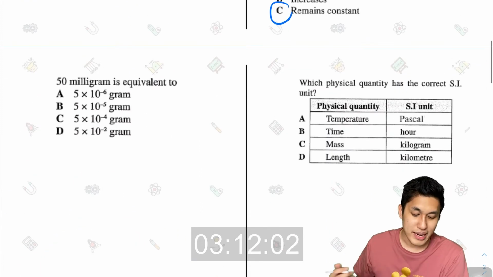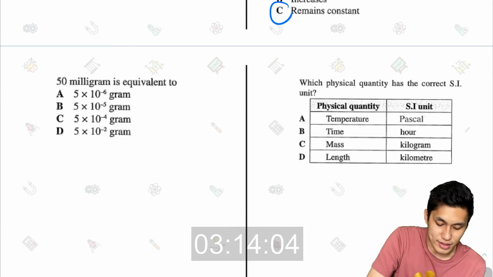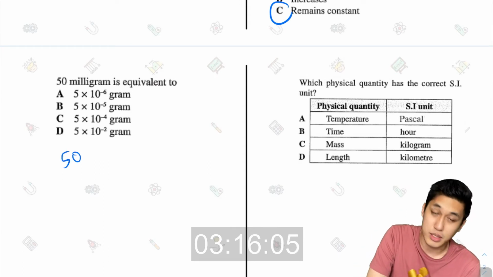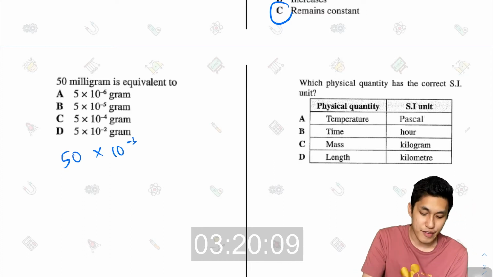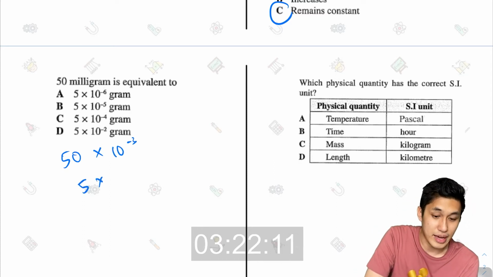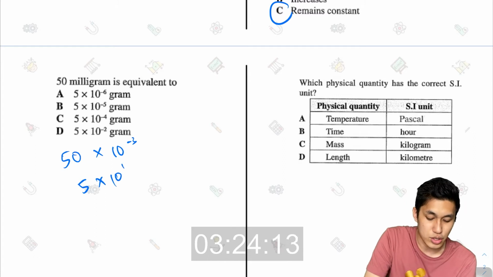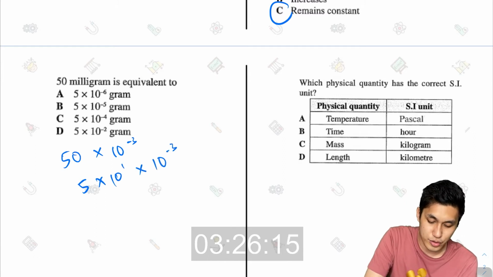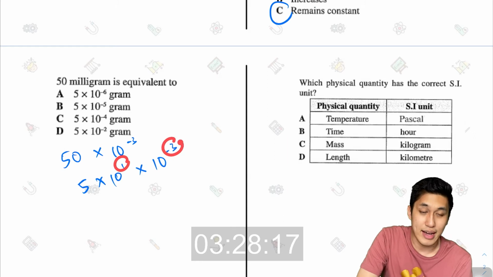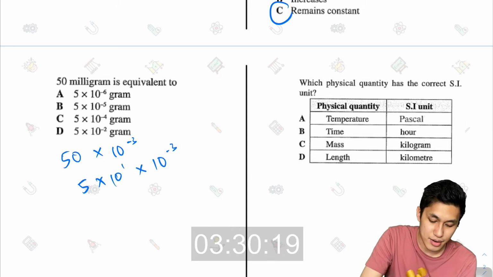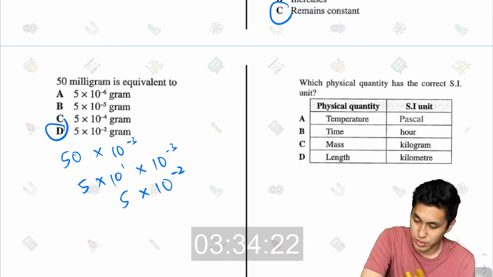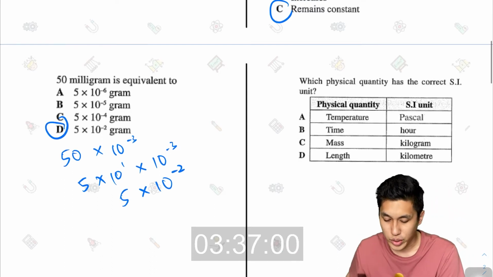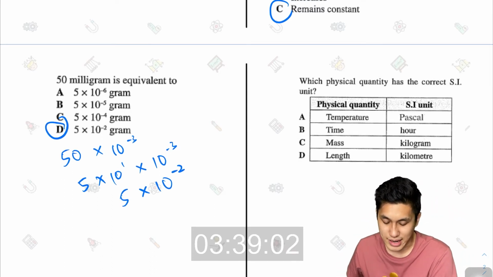Next, 50 milligrams is equivalent to what? So 50 milligrams, milli means times 10 to the power of negative 3. And we know that 50 is actually 5 times 10. So this is 5 times 10 to the power of 1 times 10 to the power of negative 3. I have positive 1 and negative 3. If I add them together, I will get 5 times 10 to the power of negative 2. So this is D.